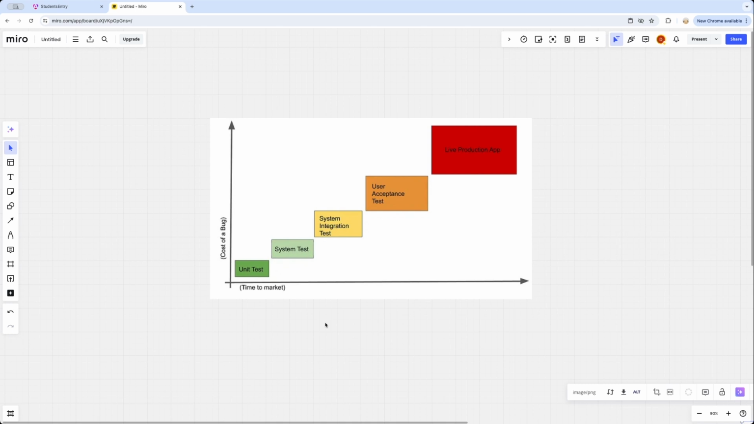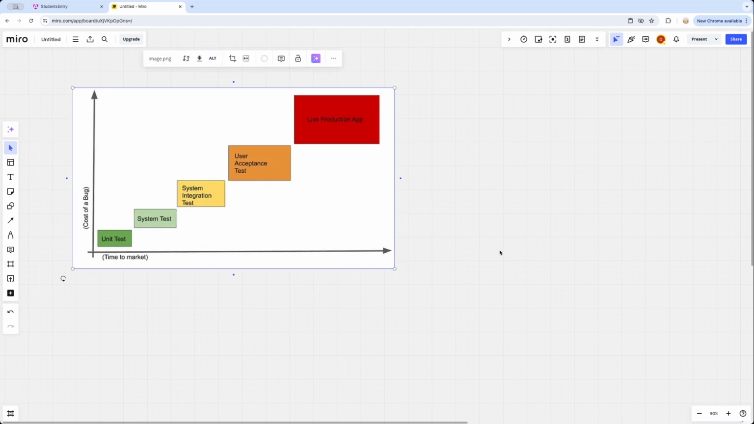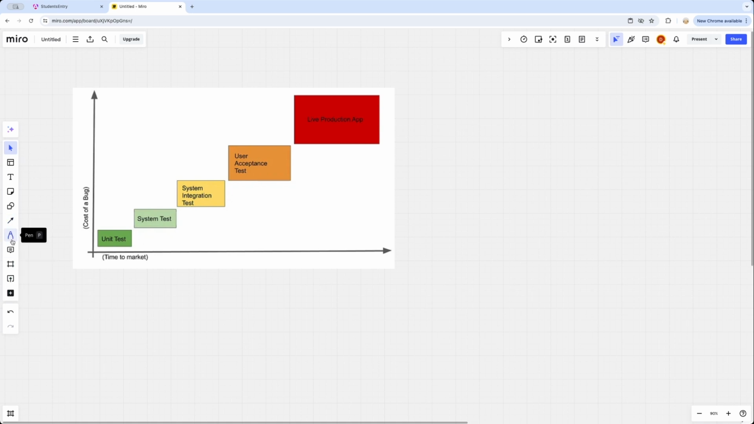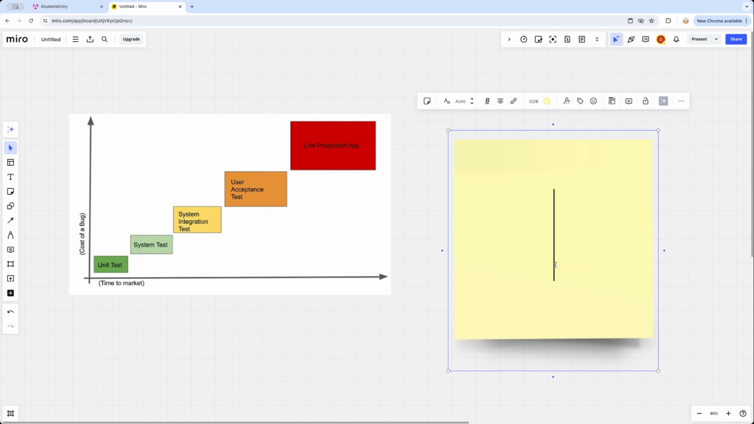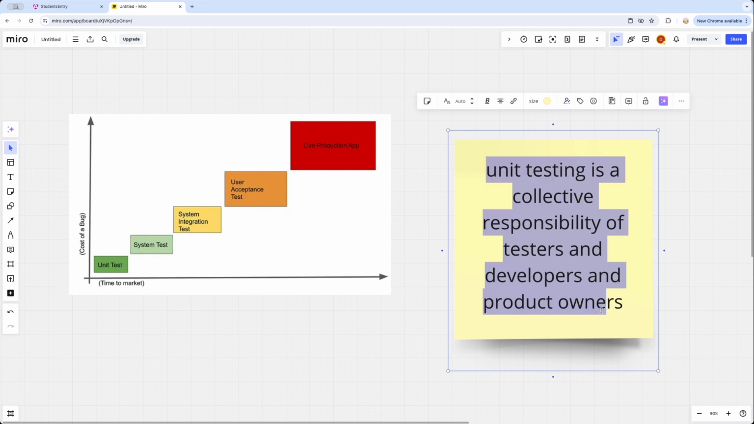Why have I picked up anything like Cypress or testing? It's something I have lately learned in my career: even if you are a developer or a tester, unit testing is a collective responsibility, right? So let me just write it down for you. Why have I picked up anything like this? It's very important for us to understand that. Please understand that this is a very important and bold statement.